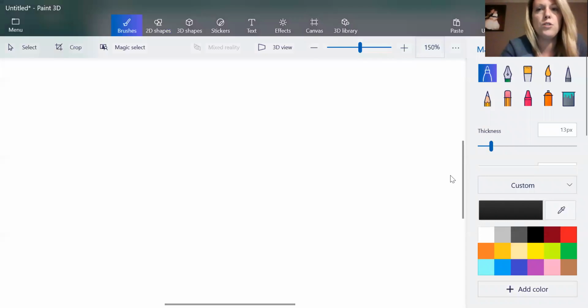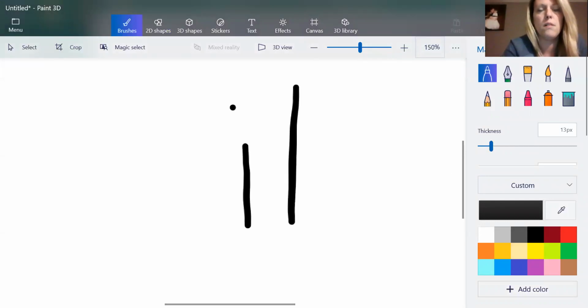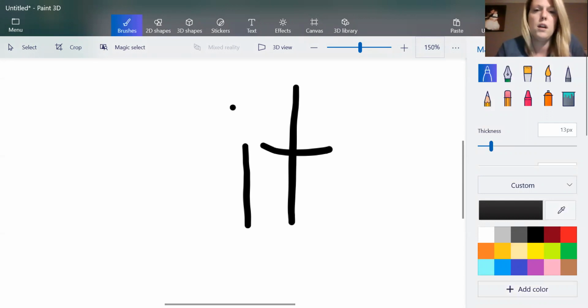So our first chunk that we're going to work with is these two letters. So if you know what those are, go ahead and shout them out and let your parents know what that says. Okay. And if you don't remember, it says it. Okay. That's that chunk it. And it's also a sight word, it. Okay, I'm gonna put a sound in front of it.